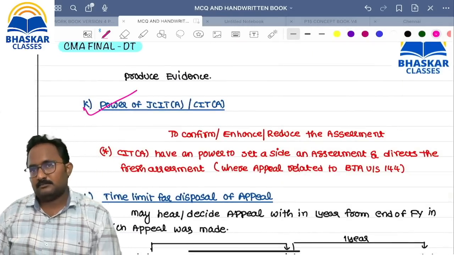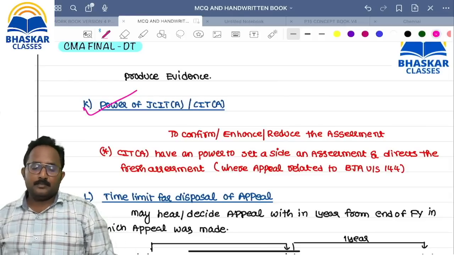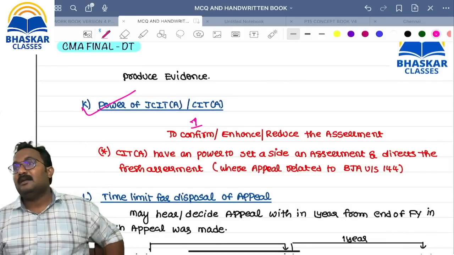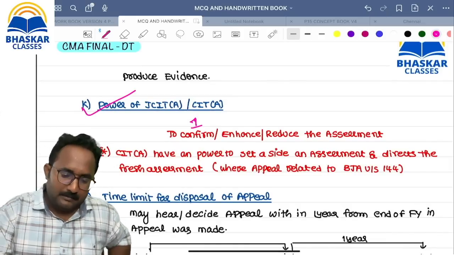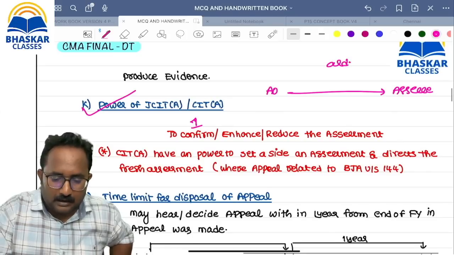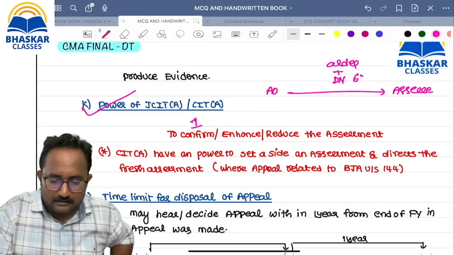What is a power? Remember, the assessment is already completed. Now they can confirm that assessment. What does confirm mean? So, can you tell me, the assessing officer gave the order to that SSC. Along with that order, what is the demand notice? 6 lakh.